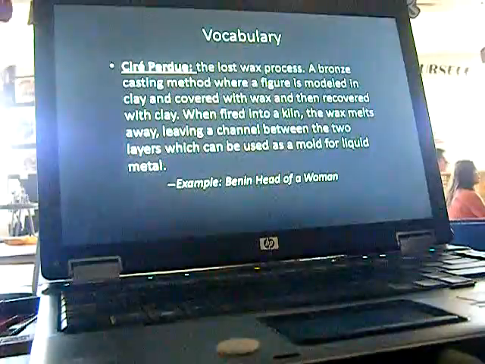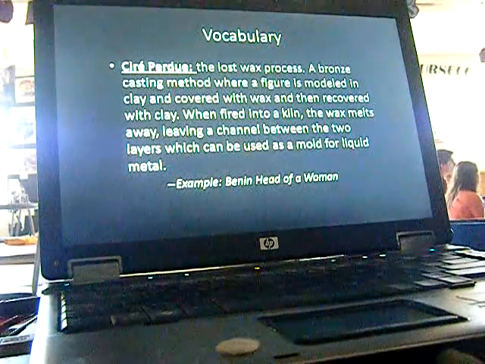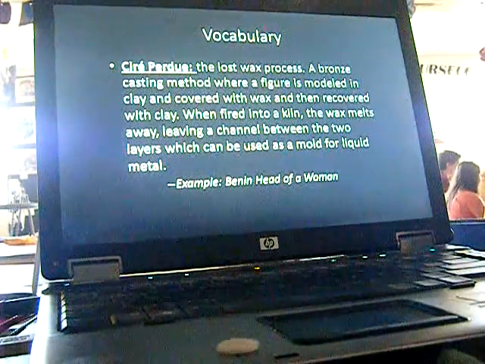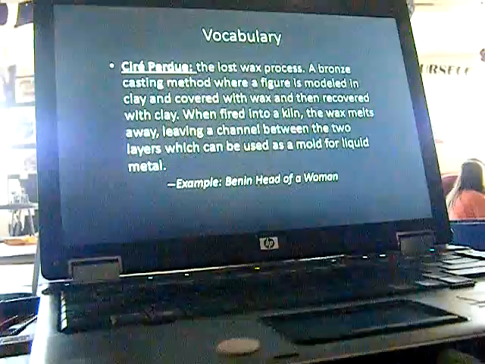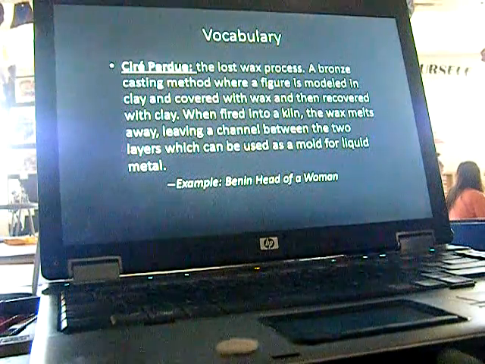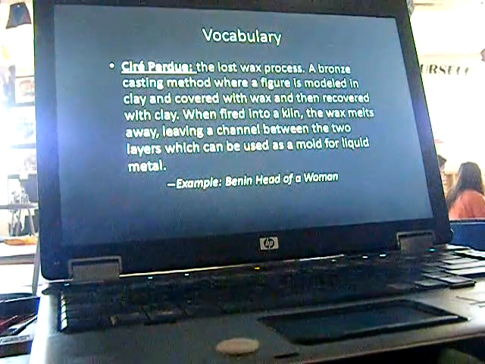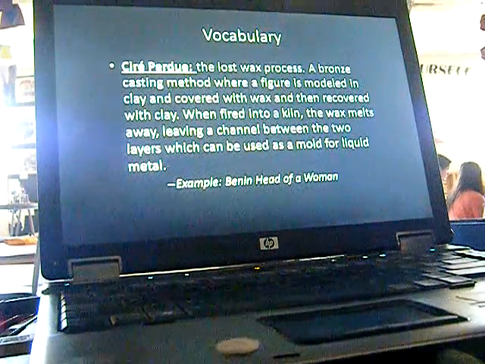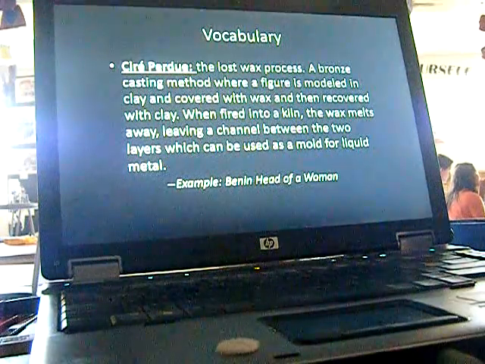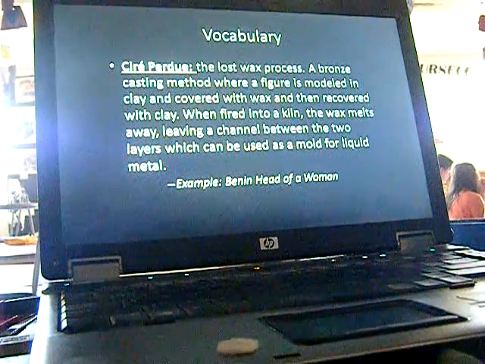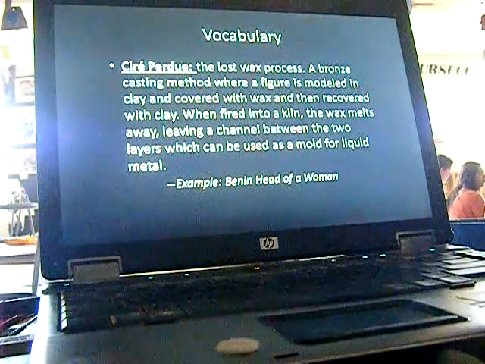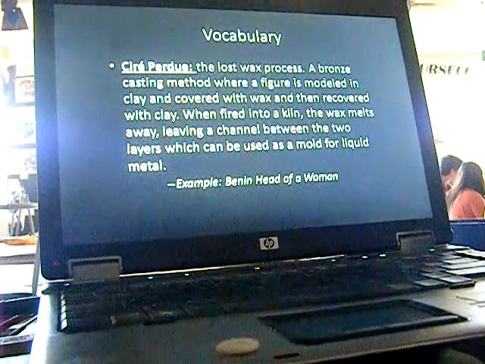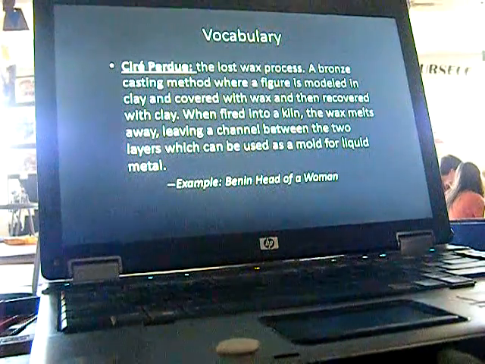There's a cire perdu process. It's a lost wax process. So they mold a figure in clay, and then they cover it with wax, and then it's recovered with clay, and they put it into a kiln, and whenever they do that, the wax melts, and then there's a channel between the two layers, and that's used as a mold for liquid metal. And the example is the Benin head of a woman, and we'll look at that later on.